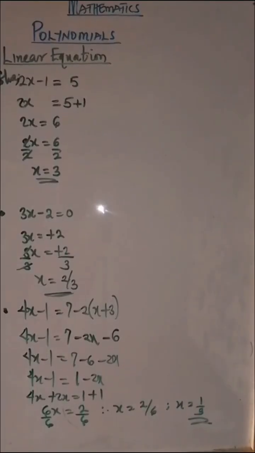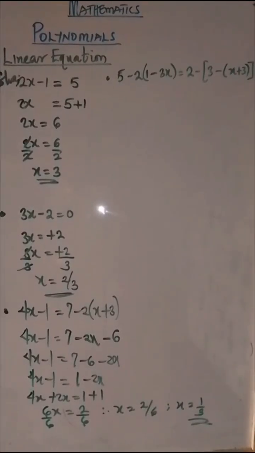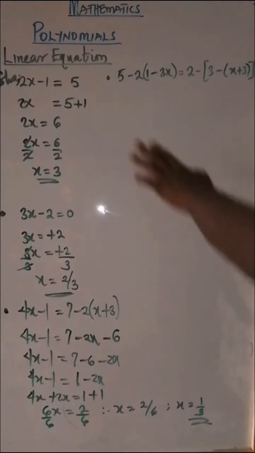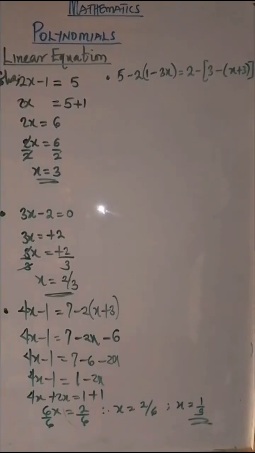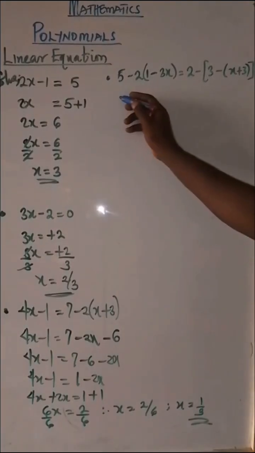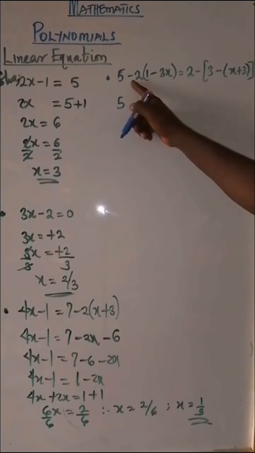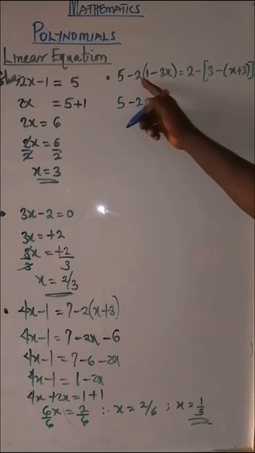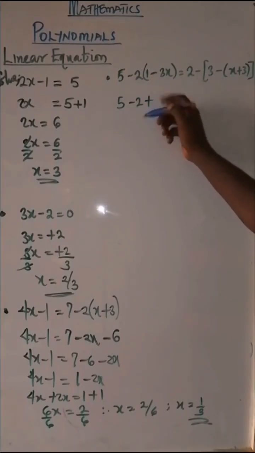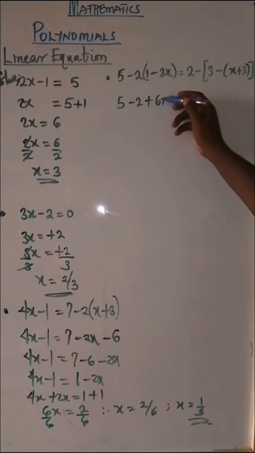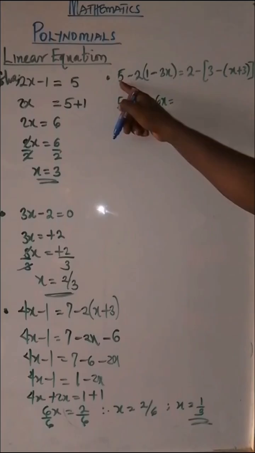Let us take more examples. Don't forget the rule. Don't panic. We have this question. Just go to the bracket straight. Solution. Here are 5 minus 2 times 1 minus 2. Minus times minus is plus. 2 times 3x is 6x. Note, we are not doing 5 minus 2, 3.